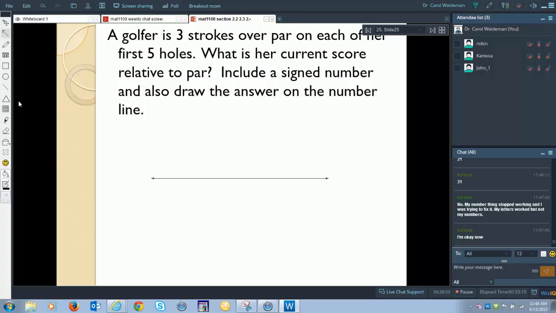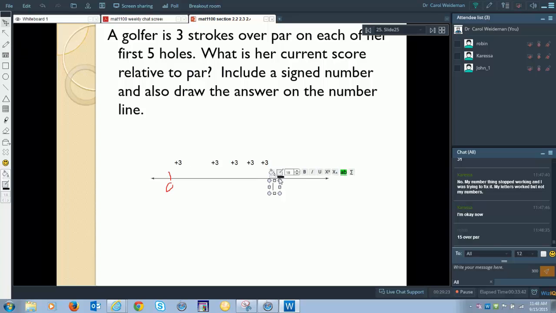So if you were going to draw it on the number line, let me get my pen. Okay, so you start at 0, and then what happened to her? She had +3, +3, +3, +3, +3. Is that 5? 1, 2, 3, 4, 5. Yeah. Okay. So where did she end up? 15 over par. Good. So her total result was +15. Just like that.